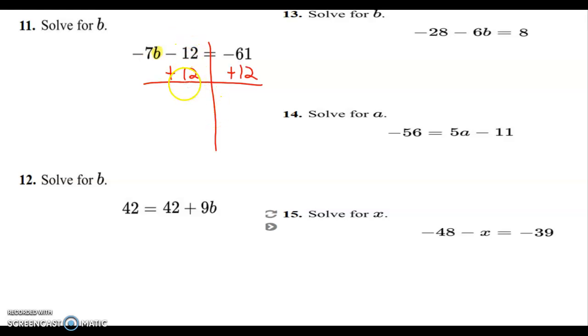So here this becomes 0, isolating the negative 7b. And on the right side, I've got negative 61 plus a positive 12. Like I said, the 12s cancel out, equals 0, leaving negative 7b minus 49.